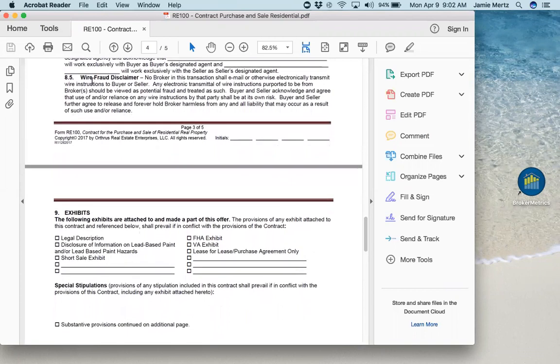Please make sure that your clients understand that they need to obtain wiring instructions from the closing attorney. Make sure that everybody initials the bottom of page 3.